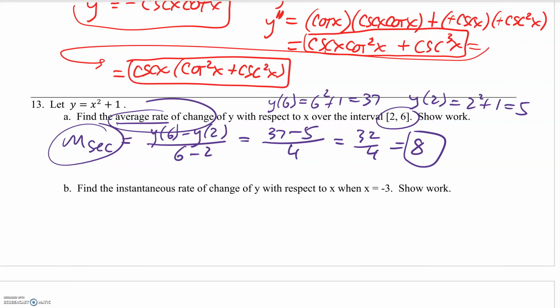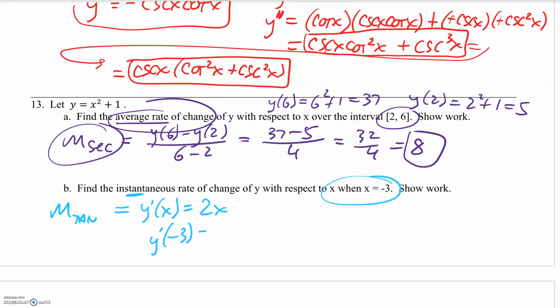Second part of that, we're looking for the instantaneous, that means slope of the tangent line. So now we're just going to go take the derivative. That means y prime of x. Well, that just means 2x. And then they said to go plug in 3. When x equals negative 3, negative 3. So we'll go plug in the negative 3. And it's as simple as that.